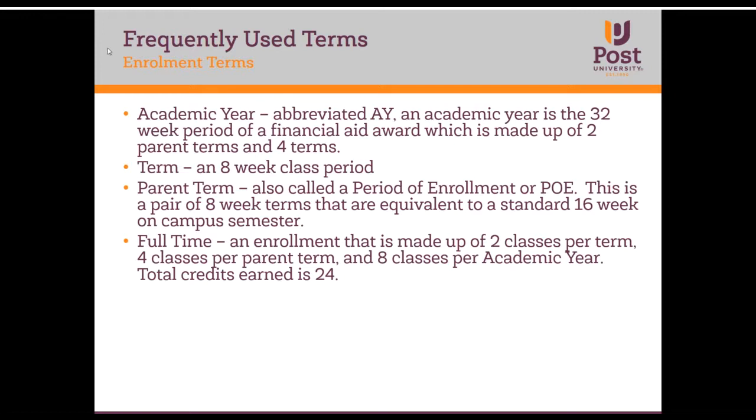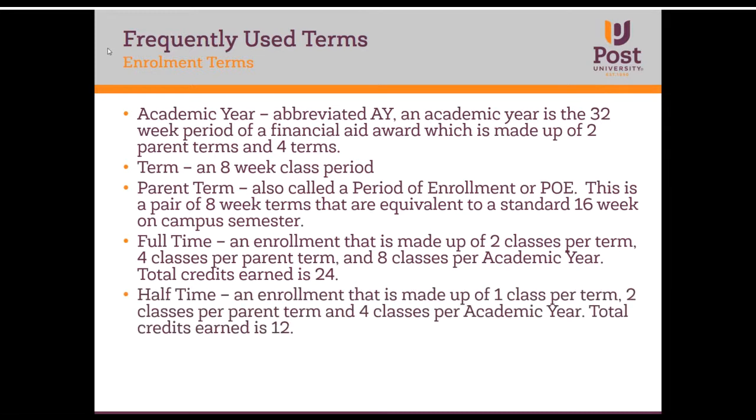4 classes per parent term, 8 classes per academic year, and you can earn a total of 24 credits. A half-time student would be doing half the classwork, would be 1 class per term, and this is very important. This is the minimum enrollment status that a student must maintain in order to be eligible for student loans.